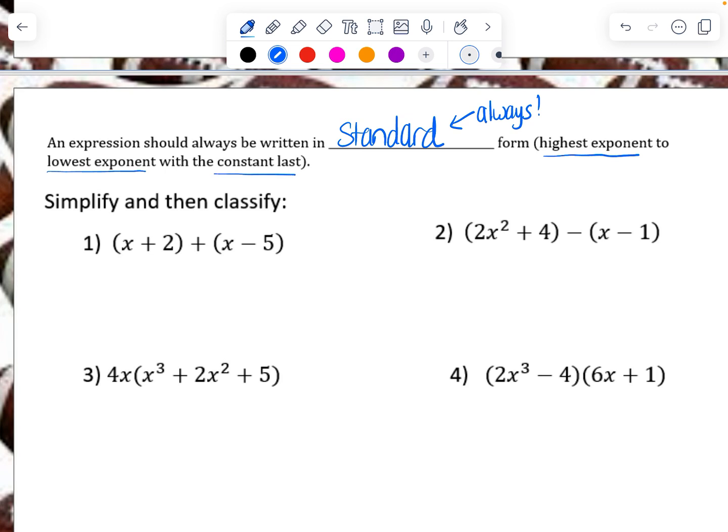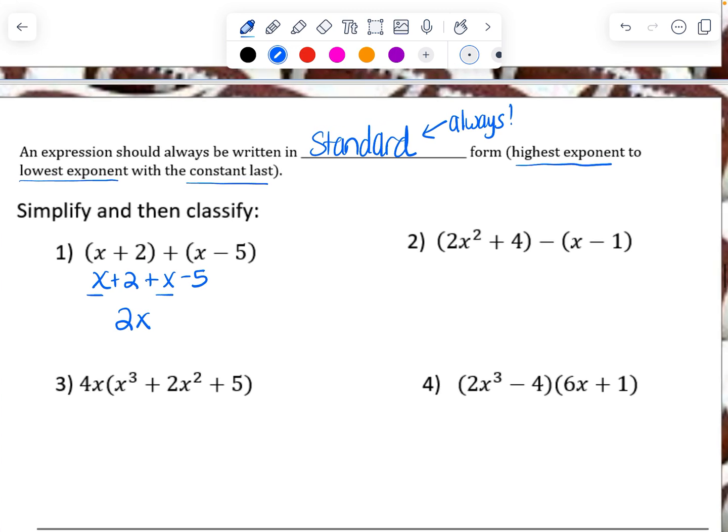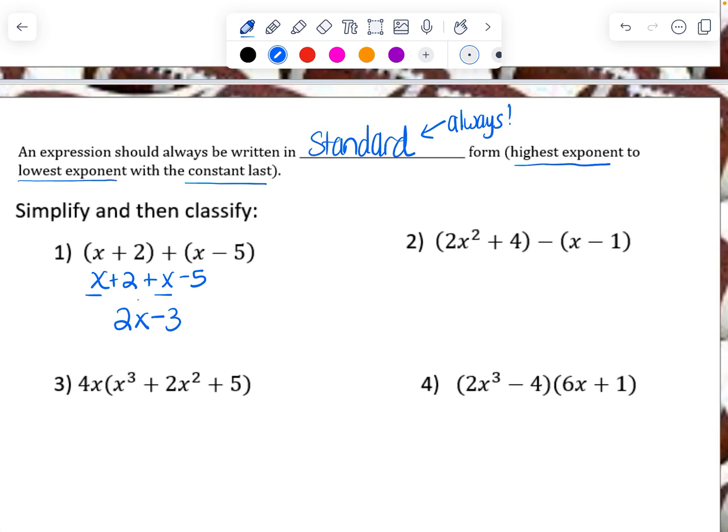So let's go ahead and look at some examples. We're going to combine the knowledge that you have with adding, subtracting, and multiplying polynomials and this new thing of naming your polynomial. So if I have something like 2 binomials that I'm adding, x plus 2 plus x minus 5, I can just take those parentheses off and combine like terms. I've got x plus x, that's 2x. I have 2 minus 5, that's negative 3. And that's what the polynomial would look like.